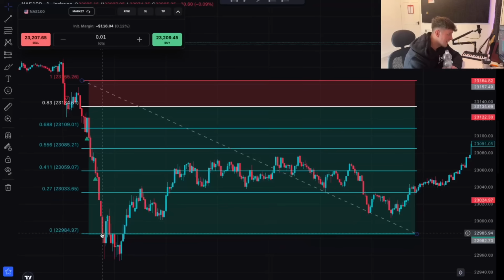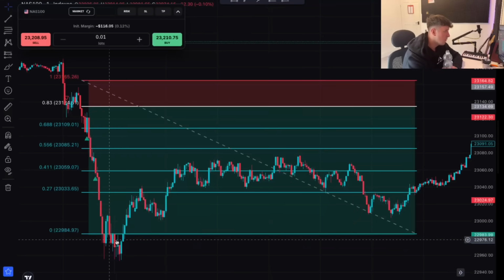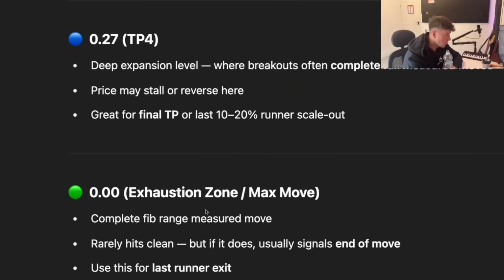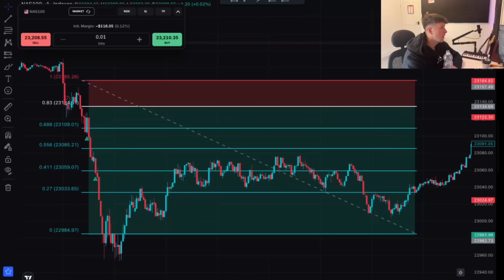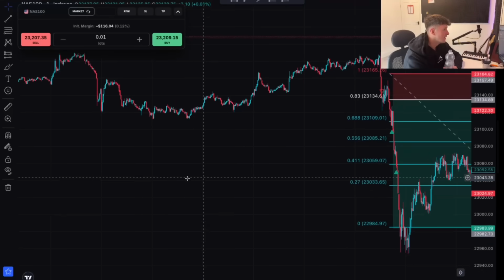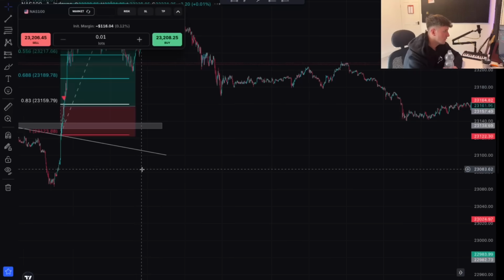And in this case, this trade hit a target 5. But what does it say about target 5? Usually the max move, an exhaustion zone, rarely hits clean, but if it does, usually signals the end of the move. What has it signaled? The end of a move. It genuinely got it right. In this case, yeah. Let's see some more.